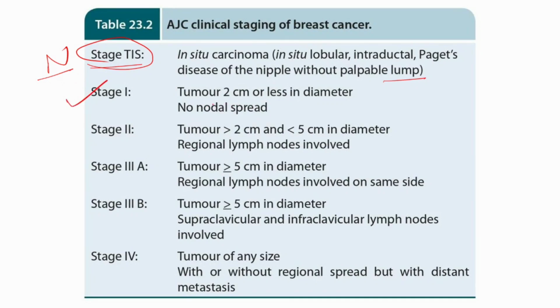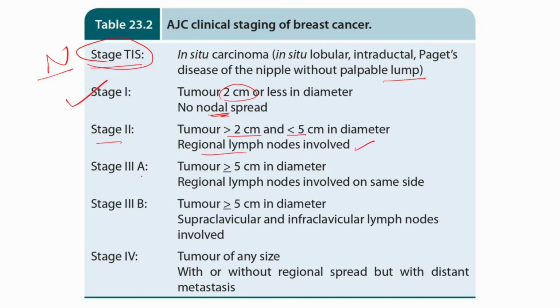In stage 1, tumors are seen, but they are 2 centimeter or less in diameter, and no nodal involvement is seen. That is stage 1. And in stage 2, the tumor size is greater than 2 centimeter and less than 5 centimeter, and regional lymph nodes are involved.